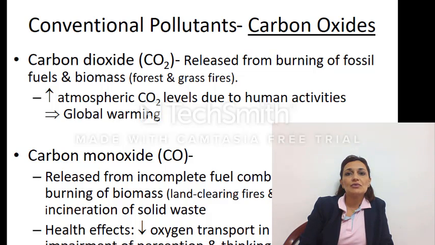How are they released? We can see that the common denominator here is the burning of fossil fuel. They will release all sources of pollutants, NOx, SOx, COx, and also burning of biomass. In this case, biomass here, wood, trunk of a tree, grass fires, any fire from a biomass will release COx. Increase of CO2 in the atmosphere is quite dangerous and will affect human activities, will cause global warming.